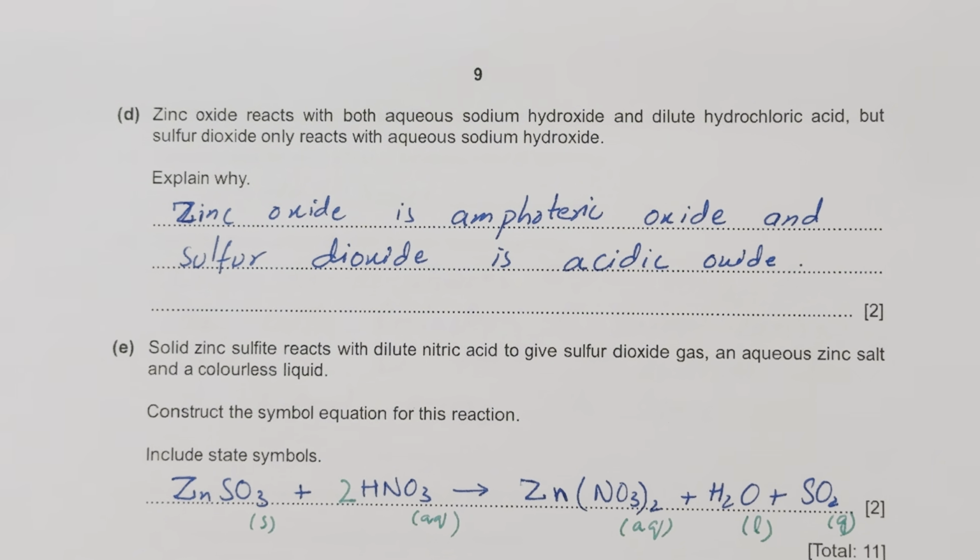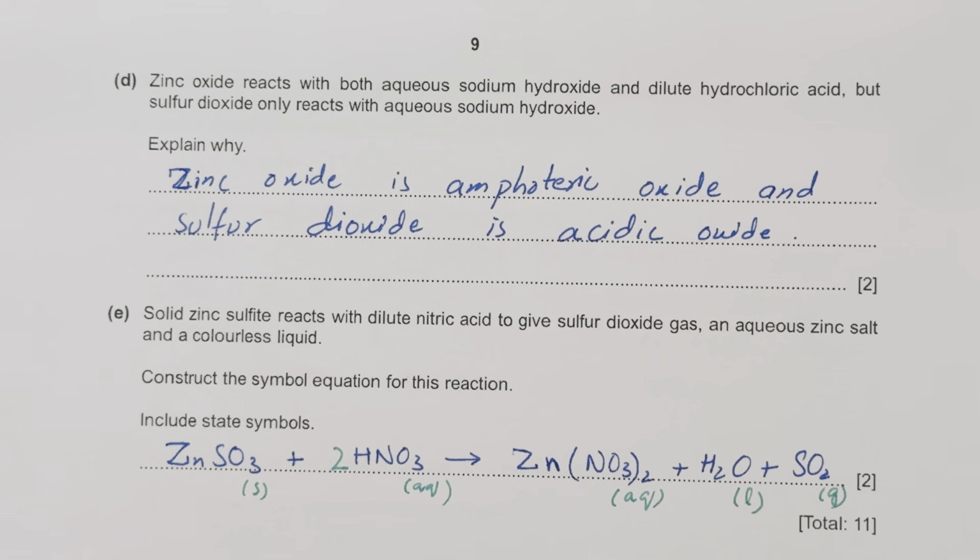Moving to part E. Part E is that solid zinc sulfide reacts with dilute nitric acid to give sulfur dioxide gas, an aqueous zinc salt and a colorless liquid. Construct the symbol equation for this reaction. Include state symbols. We know that this is the formula of zinc sulfide, ZnSO3, and this is the formula of nitric acid, HNO3, and zinc nitrate is produced, Zn(NO3)2, then water, and then sulfur dioxide. Now we can balance.